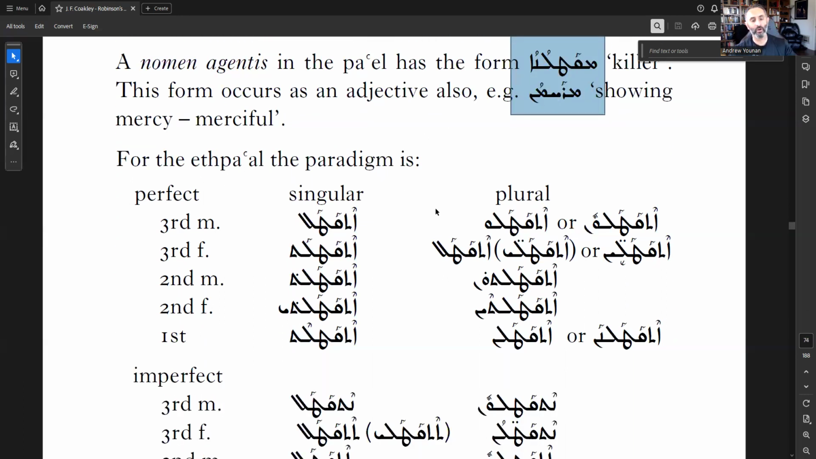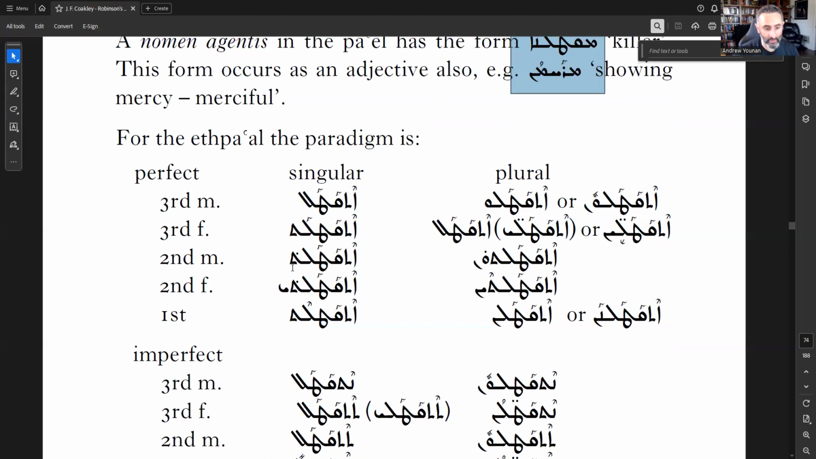For the ithba'al, the parrot. So here's the passive perfect and the passive imperfect. So ithqatlith means I was murdered. So what I was killed is ithqtalt, becomes ithqattalt. So again, it's all the same except this vowel is added. Same thing as before.